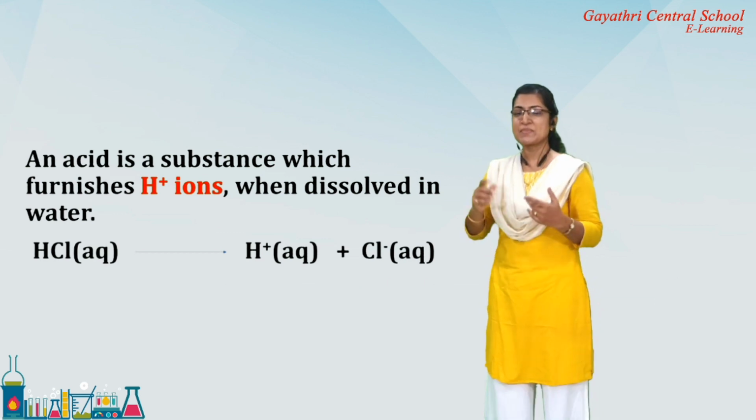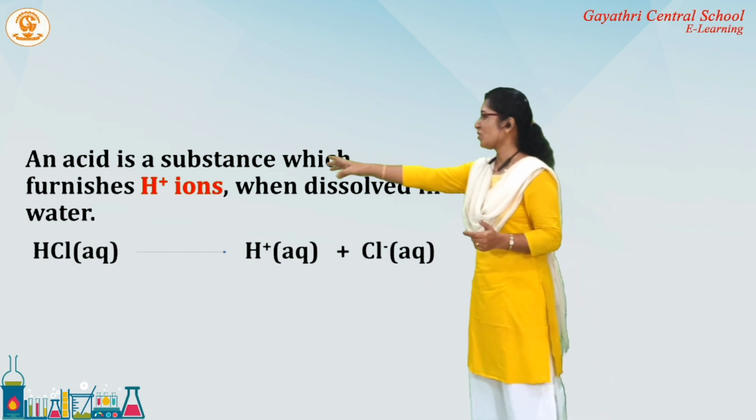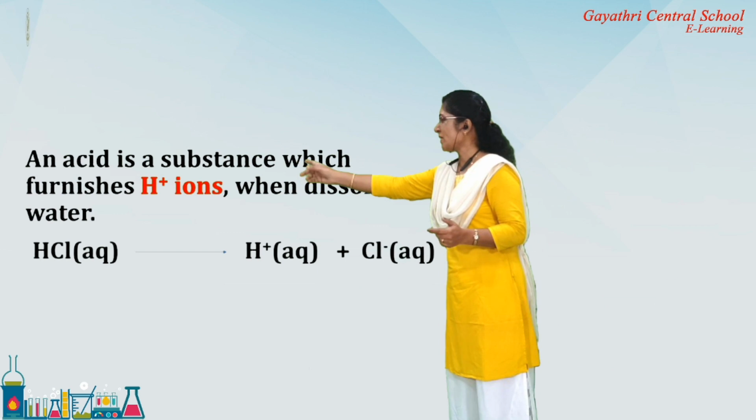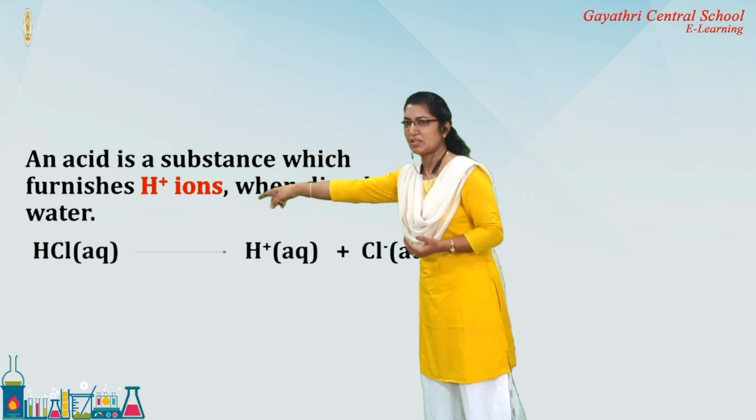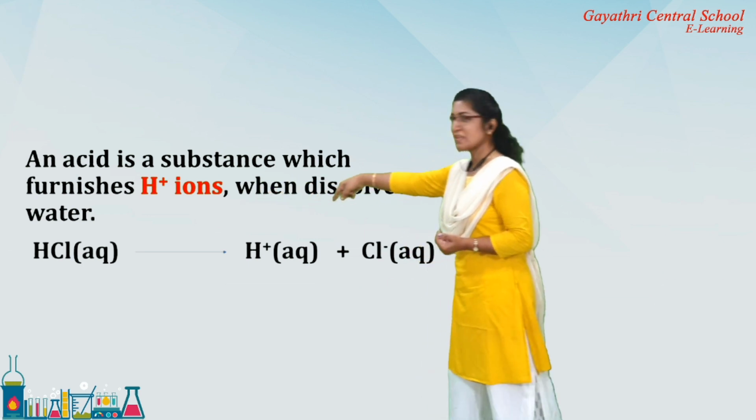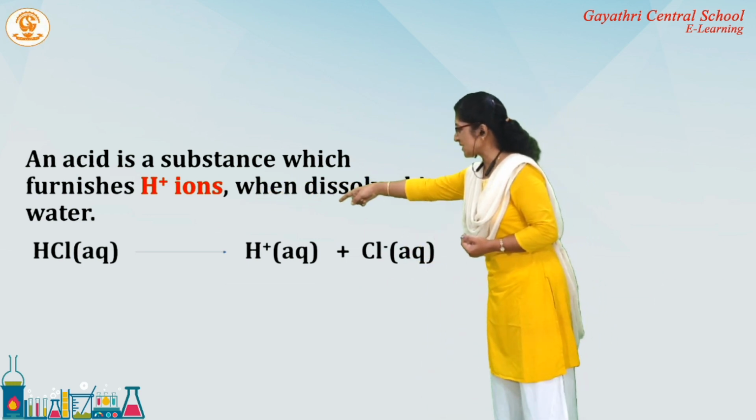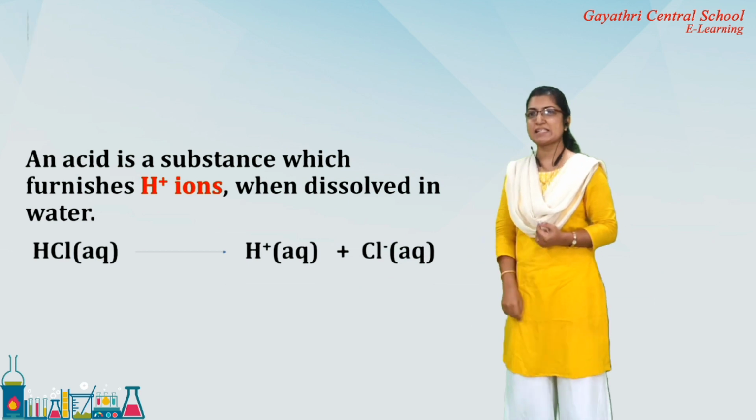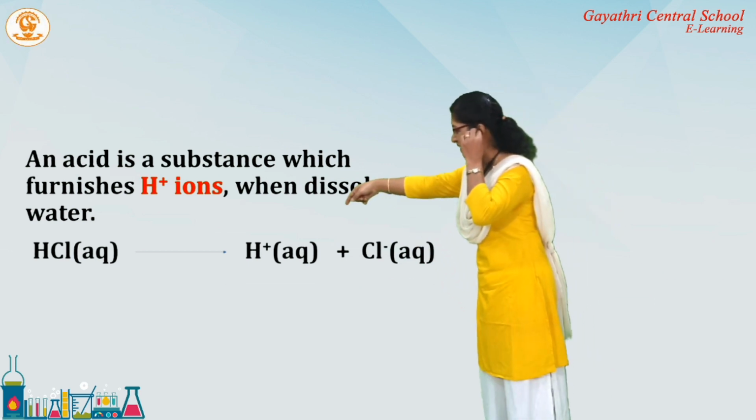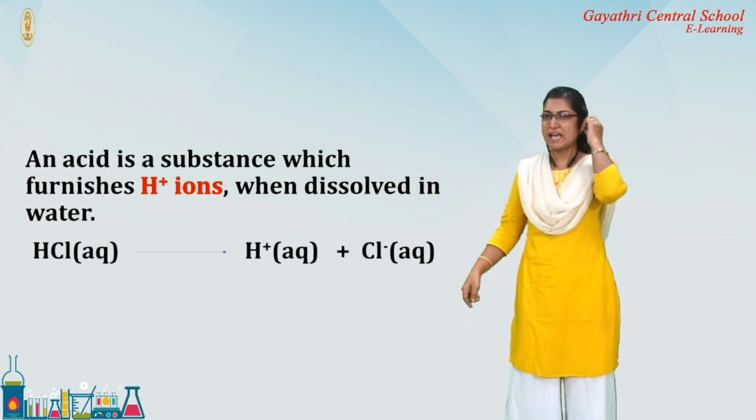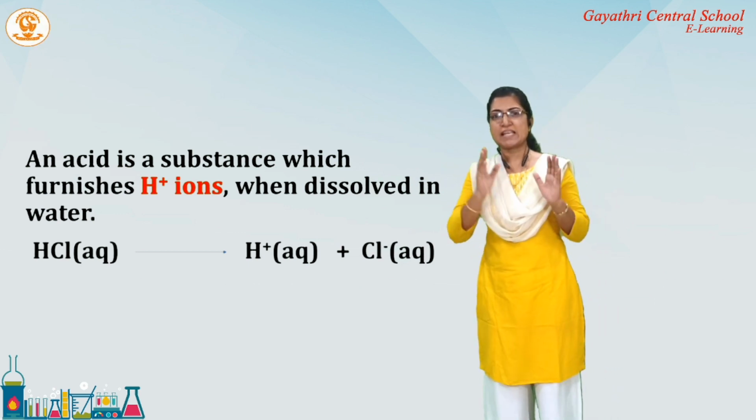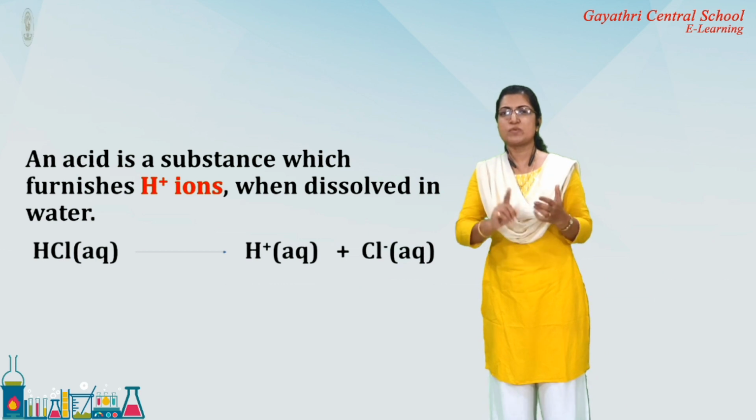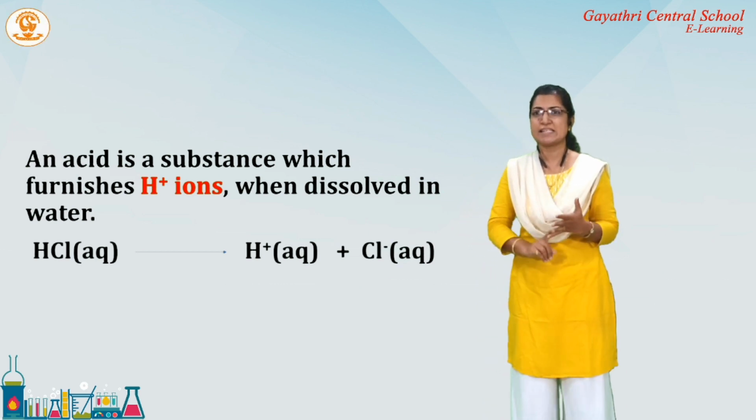We can see an example here, hydrochloric acid. When dissolved in water, where aqueous, AQ, represents water, it will produce H plus ions and Cl minus ions. So that is about the property of acids: when dissolved in water, they produce H plus ions and Cl minus ions.